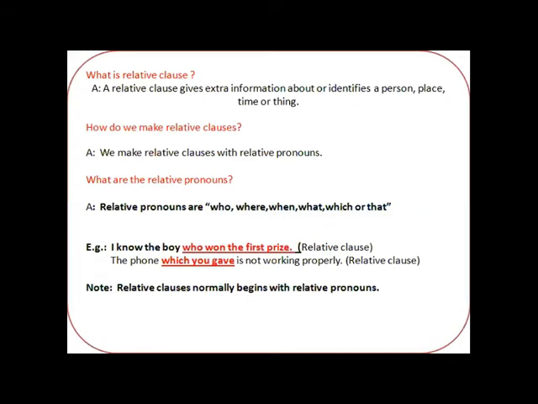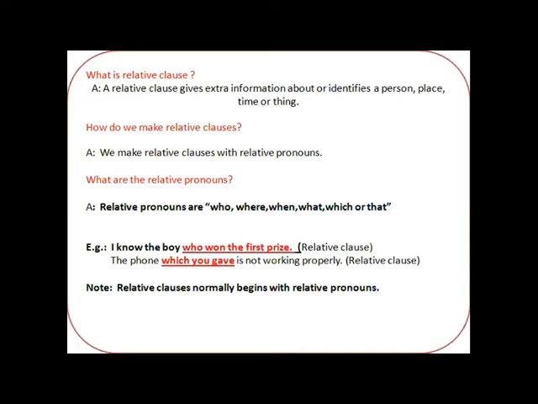What is a relative clause? A relative clause gives extra information about, or identifies, a person, place, time, or thing. That is its work: it gives extra information or identifies. Next, how do we make relative clauses? We make relative clauses with relative pronouns. What are the relative pronouns? They are who, where, when, what, which, or that. These six are relative pronouns.